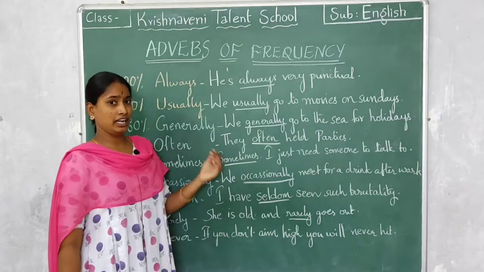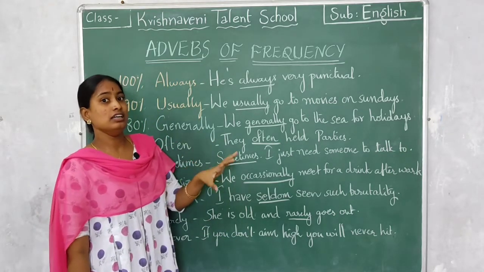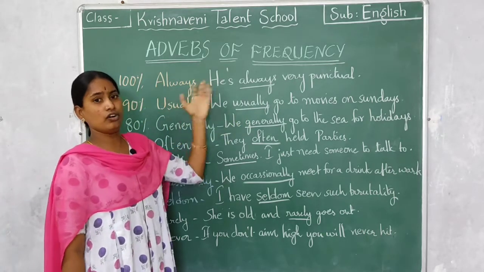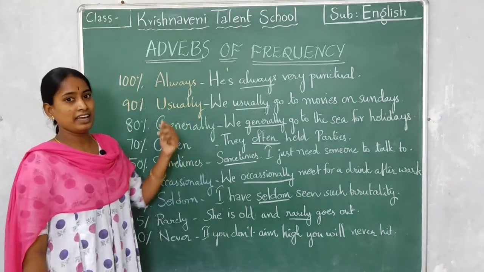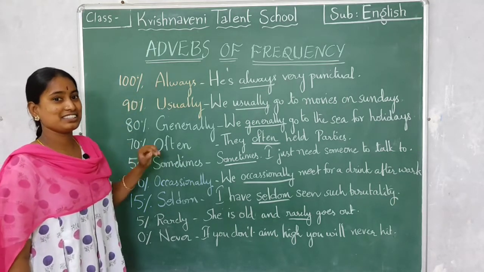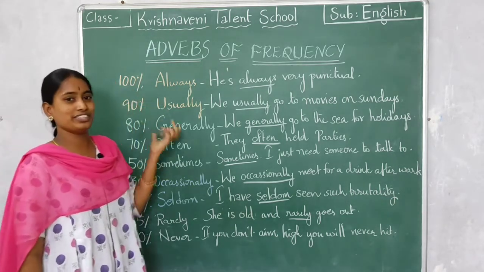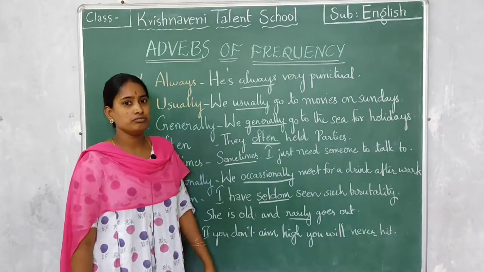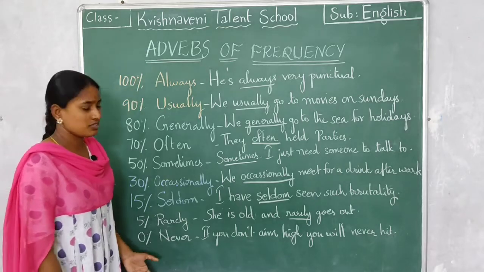All the time, the remaining 95% frequency, we can use usually or always. You may ask, teacher, 95% is not there, only 90 and 100. In between we can use both, no problem. So she always stays at home. So she rarely goes out.